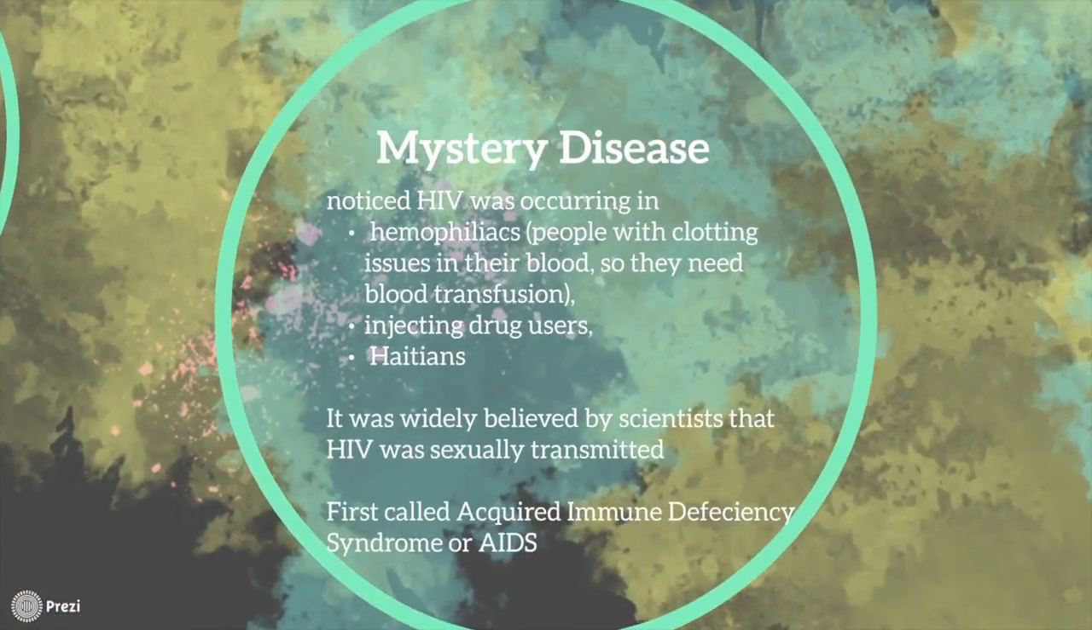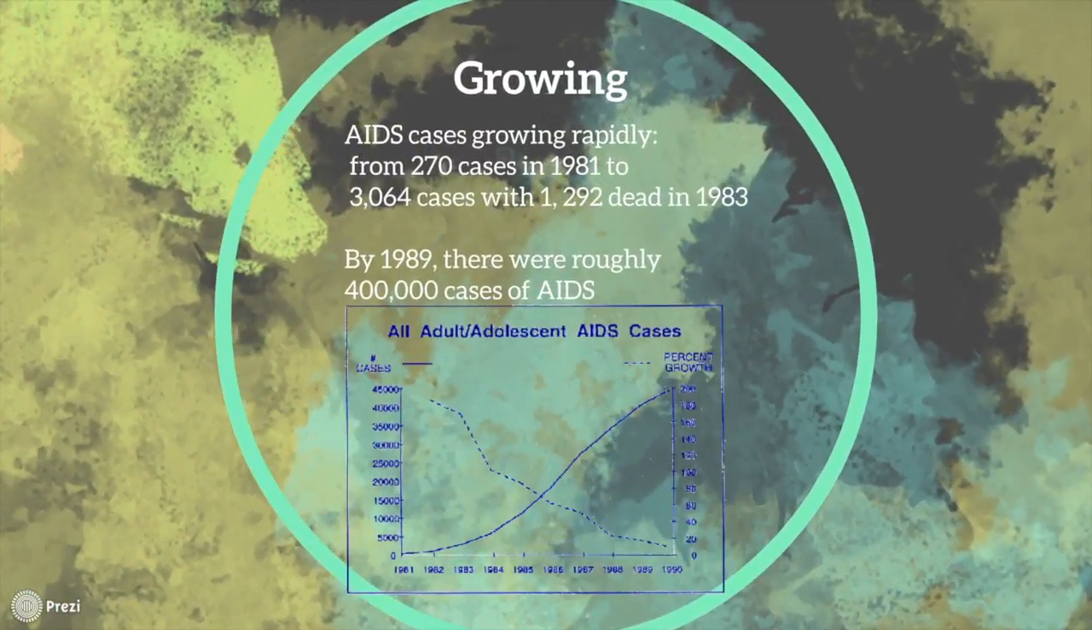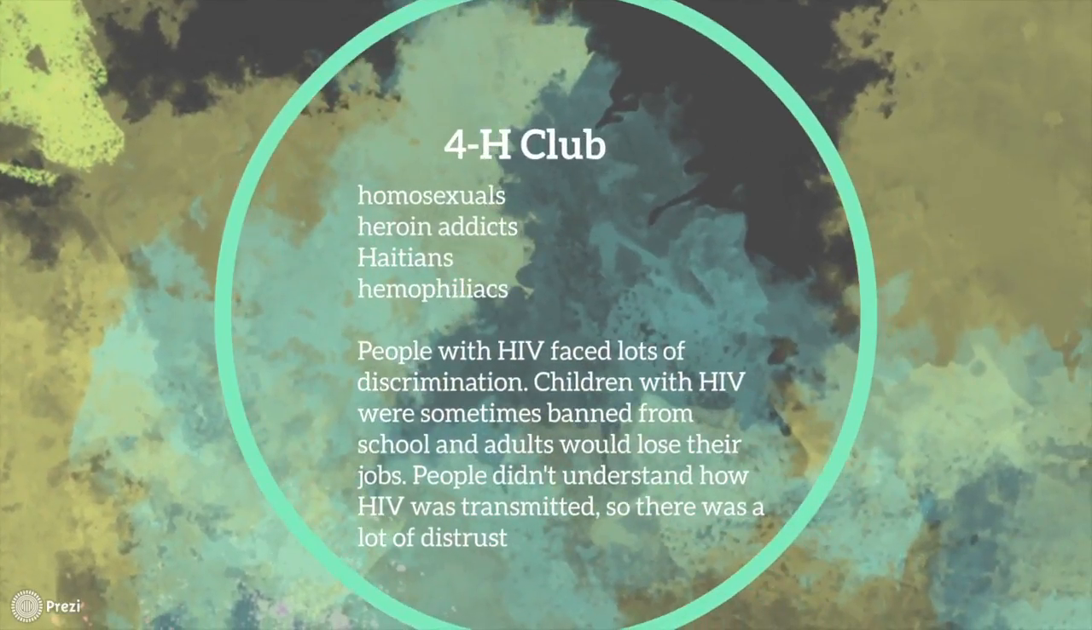People noticed HIV was occurring in hemophiliacs, injecting drug users, and Haitians. It was widely believed by scientists that HIV was sexually transmitted. It was first called Acquired Immune Deficiency Syndrome, or AIDS. AIDS cases were growing rapidly, from 270 cases in 1981 to 3,064 cases in 1983. By 1989, there were roughly 400,000 cases of AIDS worldwide. The 4-H club was homosexuals, heroin addicts, Haitians, and hemophiliacs.